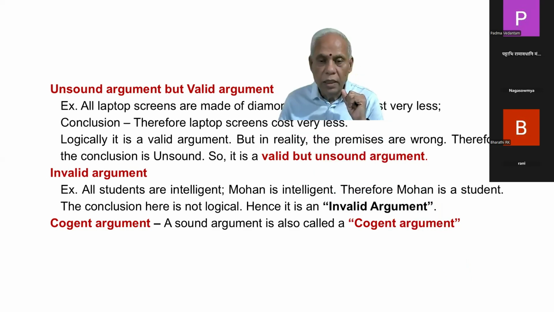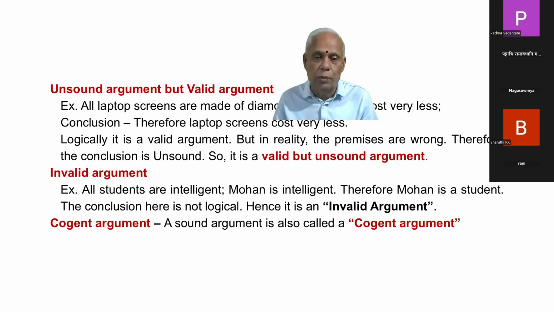Then what is an invalid argument? We have seen sound and valid argument, unsound but valid argument, and now we are looking at what an invalid argument is. We are considering here two premises. One is all students are intelligent. The other one is Mohan is intelligent. Therefore, what is the logical conclusion from this? All students are intelligent and Mohan is intelligent. Therefore, I say Mohan is a student.